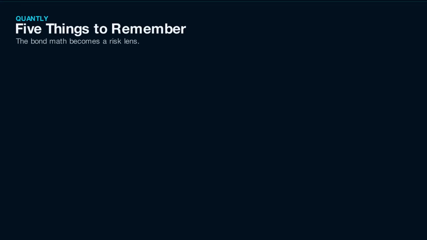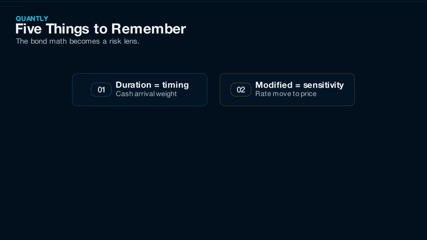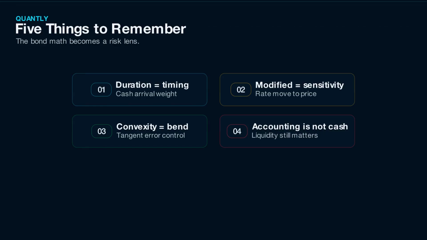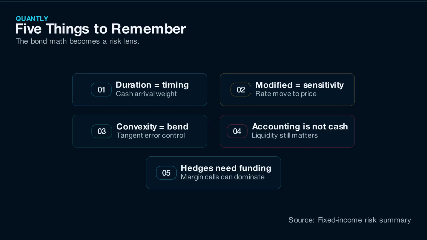The takeaways are simple. Duration is timing, the present value weighted average of when the money comes back. Modified duration is sensitivity, the first-order estimate of how a rate move becomes a price move. Convexity is bend, the correction that controls tangent line error. Accounting category is not cash. A held-to-maturity label does not remove liquidity exposure, and hedges need funding. A mathematically sound hedge can still fail when collateral calls arrive faster than cash.